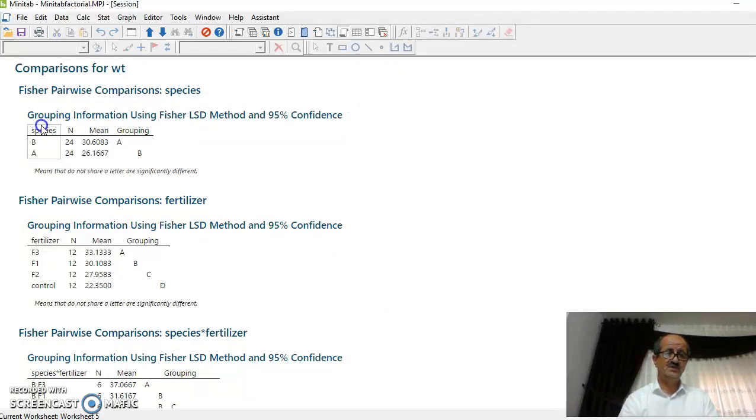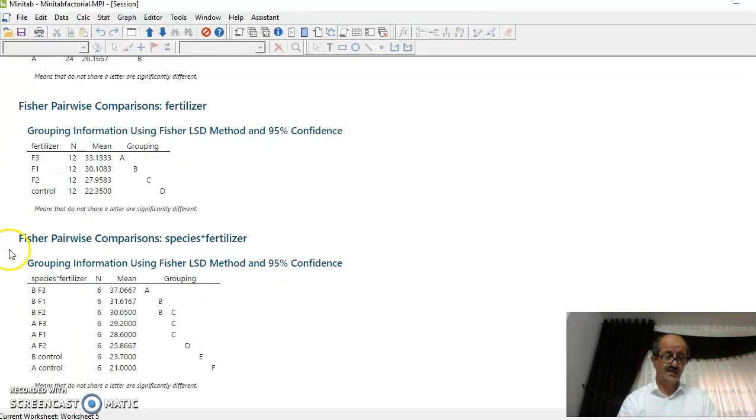Then we have the output here. Mean separation for the species, the mean effect. The mean separation for the fertilizers: F3 was the best. And the most important thing is the mean separation for the interaction. So we have the treatment species B with fertilizer 3 was the highest in weight, so it got an A letter, and so on. These are the 8 combinations, the 8 treatments, separated by the LSD.